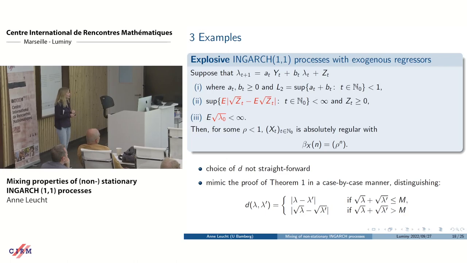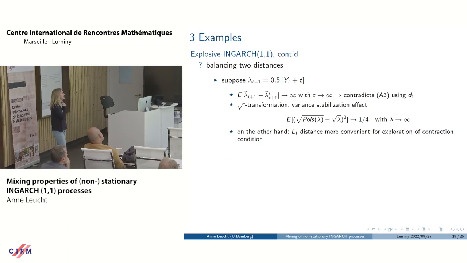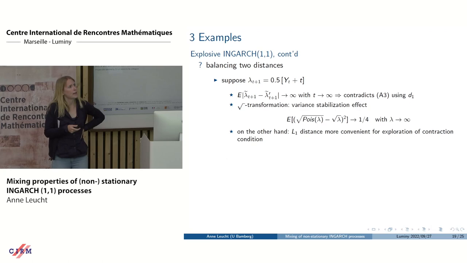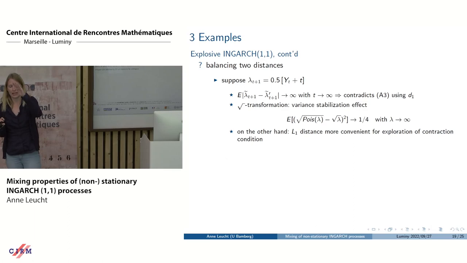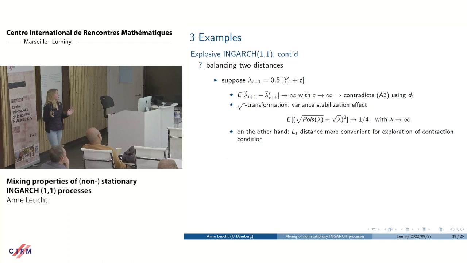And the reason for doing this is to maybe just have a look at this rather easy example of an INGARCH model, which should be just a linear trend here. And one can show that in this explosive case, although the expectation of the distance of these two lambdas will blow up, will increase to infinity, which would contradict our assumption A3, where we need a uniform bound of the distance of these lambdas. If we use, however, this square root transformation, which is known to be variance stabilizing in these Poisson models, then we get rid of this.